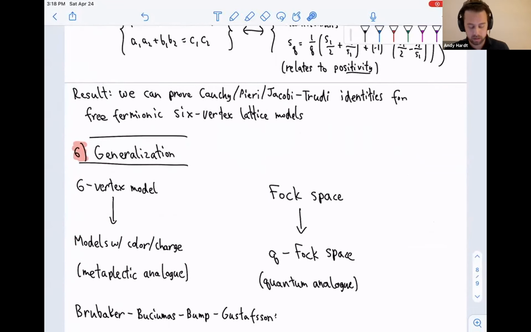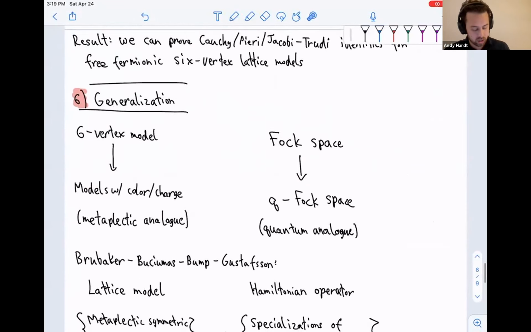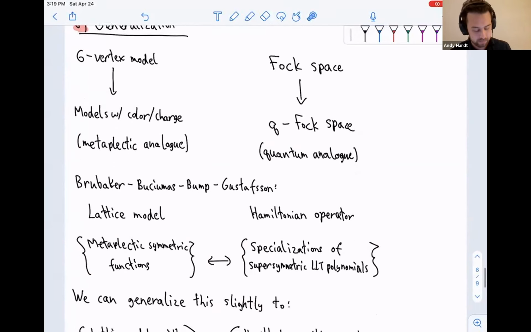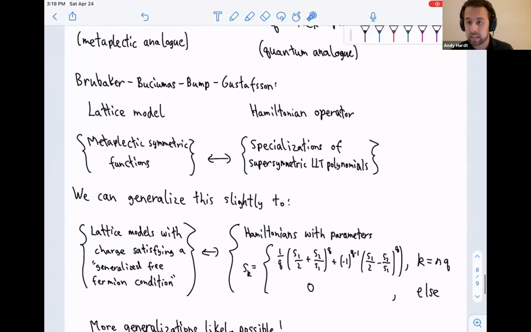So this is by Brubaker, Buciumas, Bump, and Gustafsson. They showed that on the lattice model side, we'll get certain functions called metaplectic symmetric functions. On the Hamiltonian side, we get this Hamiltonian that comes from a specialization of supersymmetric LLT polynomials. So it turns out, I think it's very interesting that metaplectic and quantum have these relationships because they're not necessarily equivalent generalizations. And so we can go a little bit farther here. I haven't gotten much farther, to be honest, but if we have lattice models with charge satisfying this kind of complicated condition, then it corresponds to Hamiltonians with parameters that look like this.